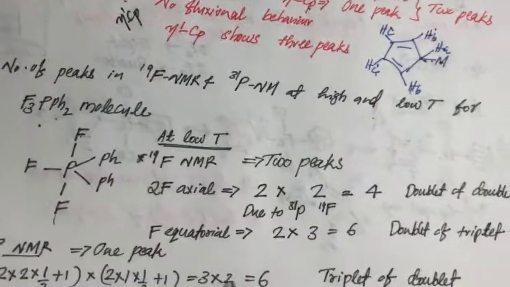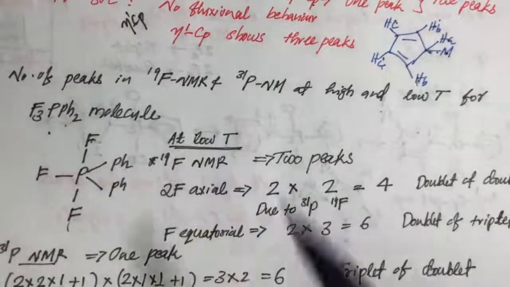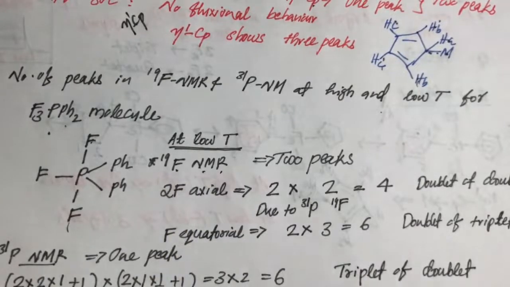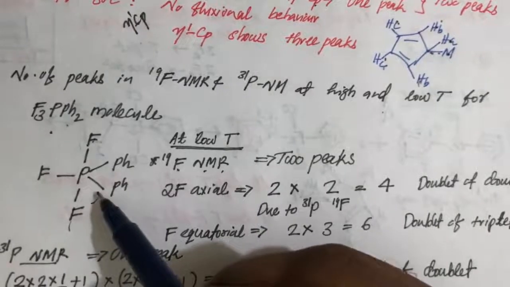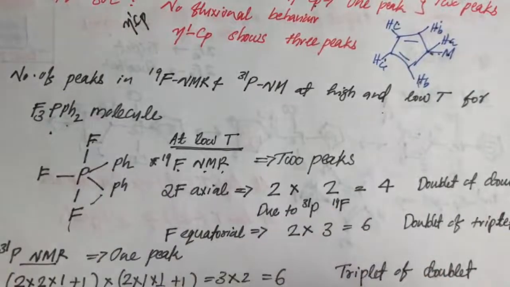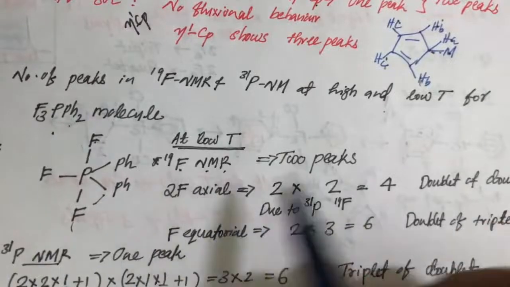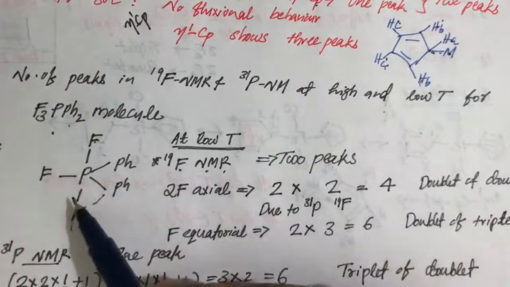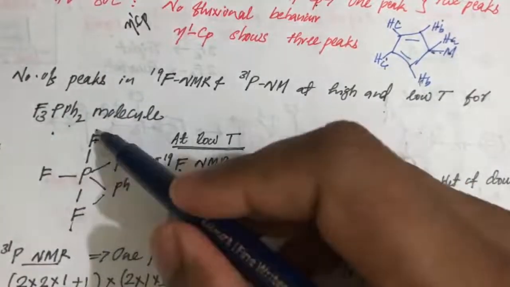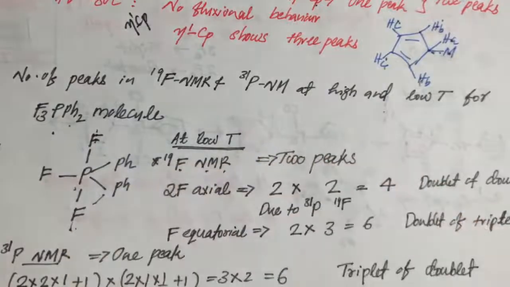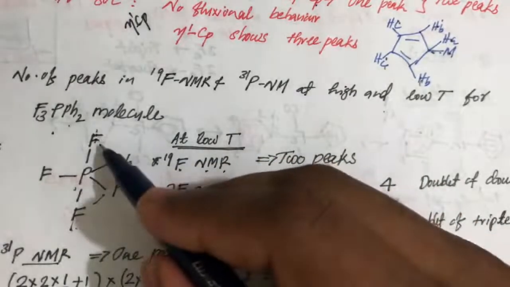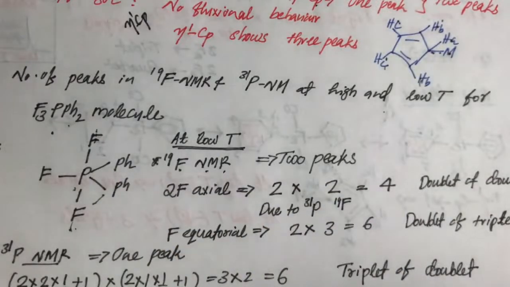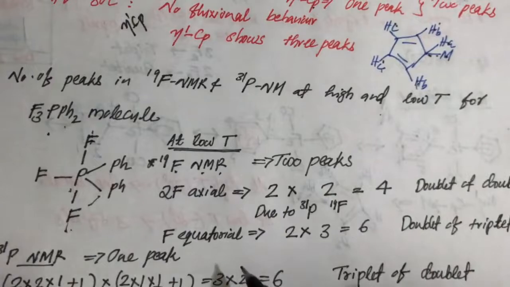So first of all we move on to the lower temperature condition. At lower temperature, when we are taking 19F NMR, first we evaluate how many fluorines are there. At low temperature we know that there is no fluxional behavior, that is, this molecule is rigid. So you can have 2 axial fluorines and 1 equatorial fluorine. That means you can have 2 peaks in the fluorine NMR, 2 peaks. Okay, so how will the splitting pattern be, that also we can check.